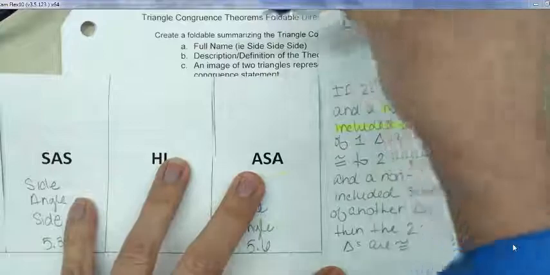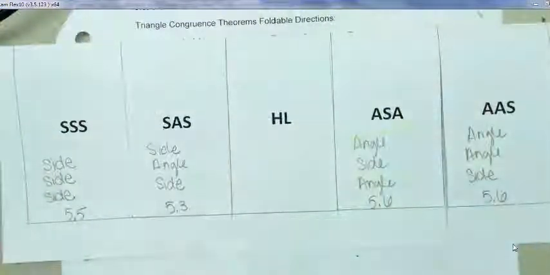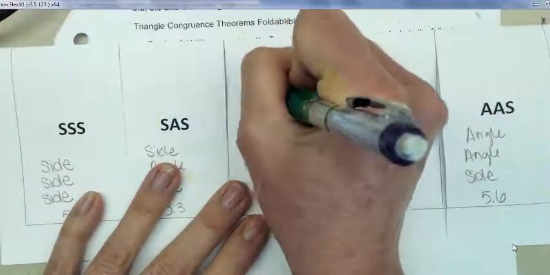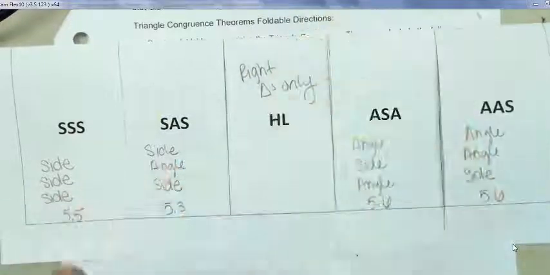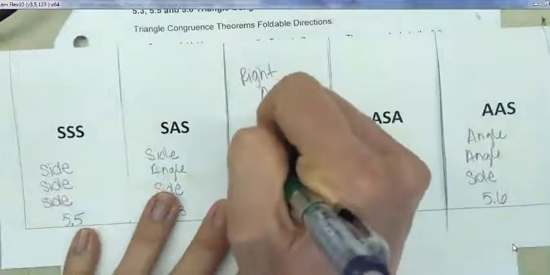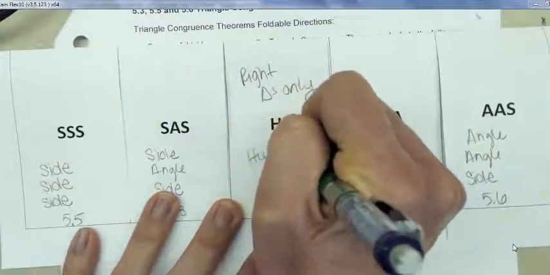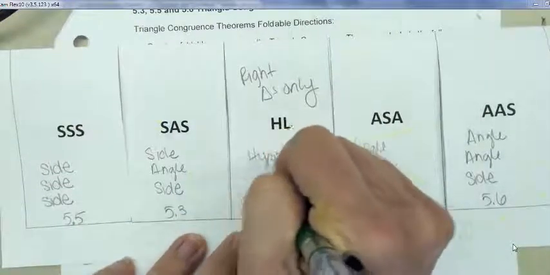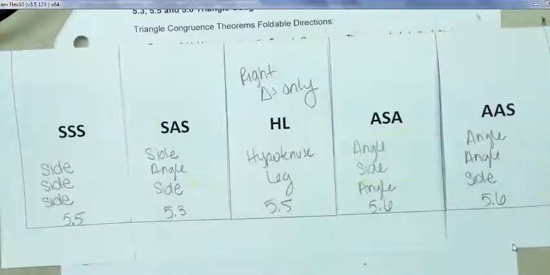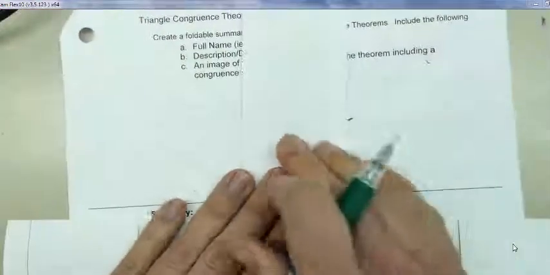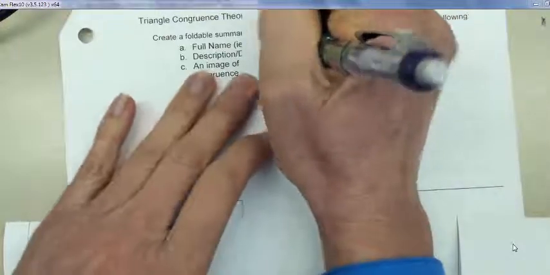Okay, we got one more, and that's the HL. Now this one is a special one because it's for right triangles only. If you don't have a right triangle, don't even look at HL. And HL basically stands for hypotenuse leg. And it comes from section 5.5. So this time I'm going to have two right triangles. They have to be right triangles. Okay, so two right triangles.